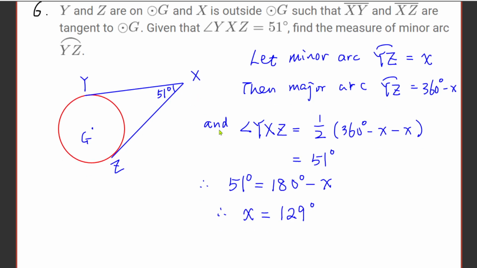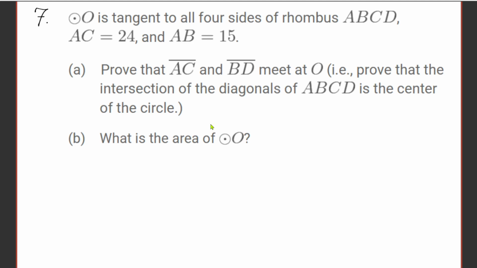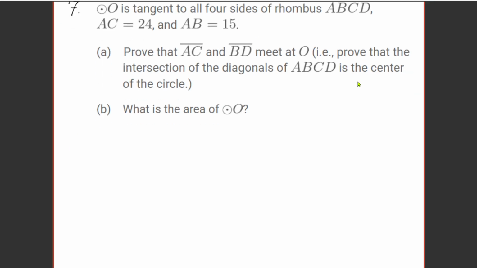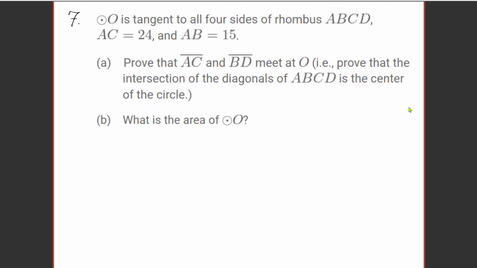Okay, if you don't have any question, let's have a look at the next one. Okay, question number 7. First of all, we have a circle O tangent to all 4 sides of a rhombus ABCD. Okay, let's draw a circle to illustrate the situation here. We have a circle and we have a rhombus.